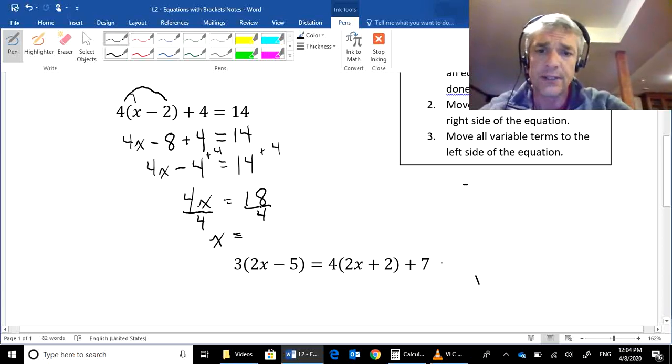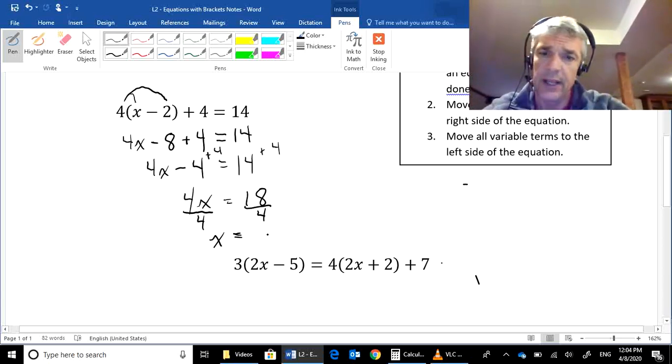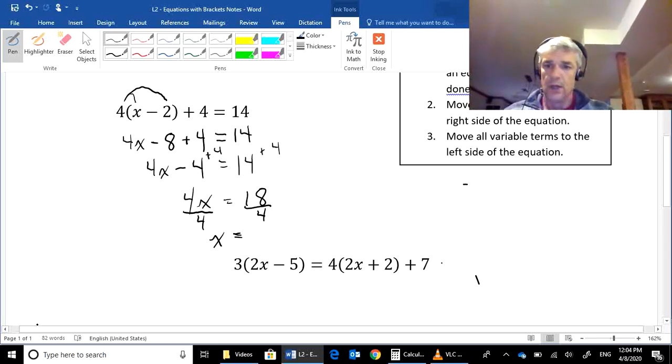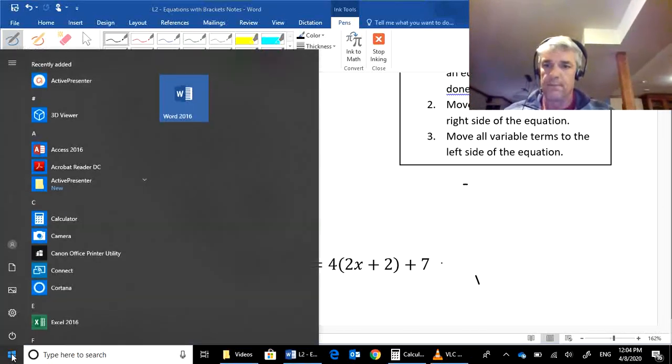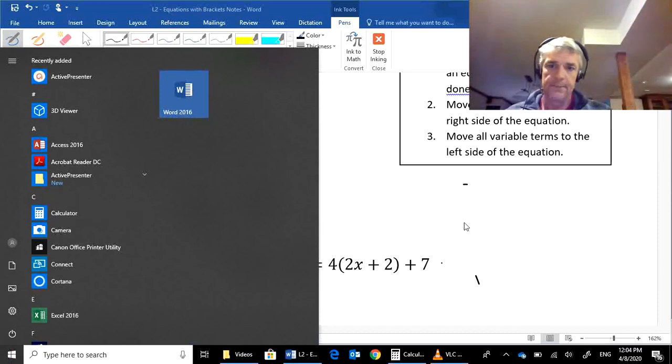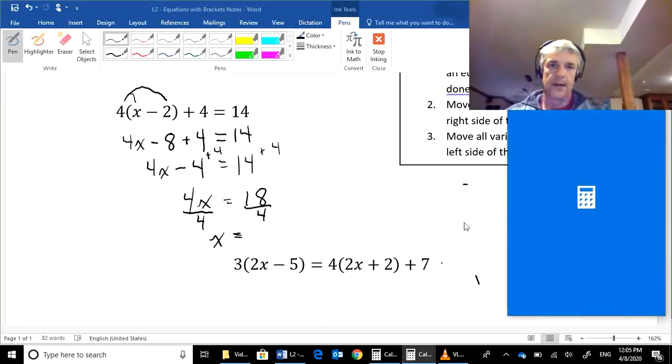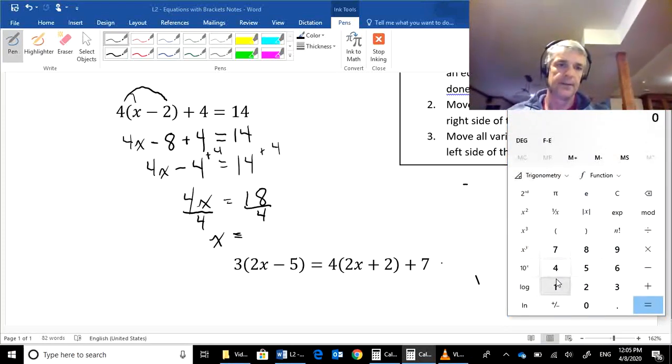If you don't know the answer to 18 divided by 4, you're going to get your calculator out and punch it in. I sometimes do that even on the computer here. I'll go to my toolbar and open the calculator, and up it comes. 18, divided by 4. Whoops, I got an extra 8 in there.